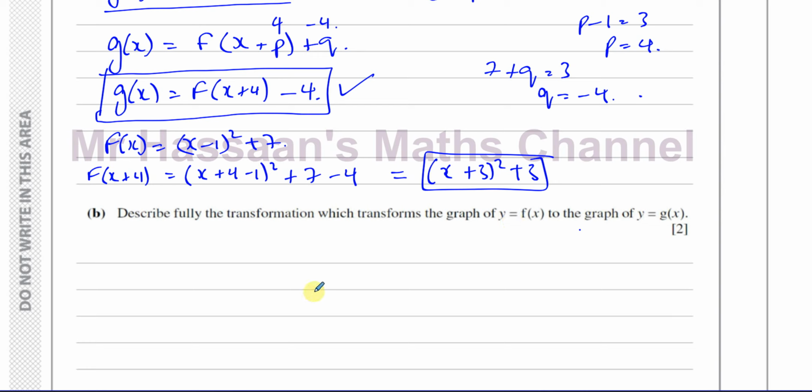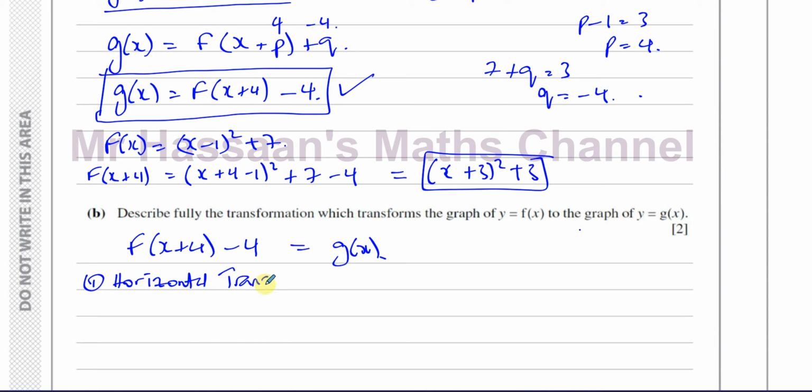Describe fully the transformation which transforms f of x to g of x. So if you take f of x and you do this to it, you end up with g of x. Now we know that when you have replaced the x with x plus 4, that's a horizontal translation. So the first part is a horizontal translation, and the vector is negative 4, 0. It's like you go back 4 spaces. If it's plus inside the function, you move to the left, you go opposite, right?